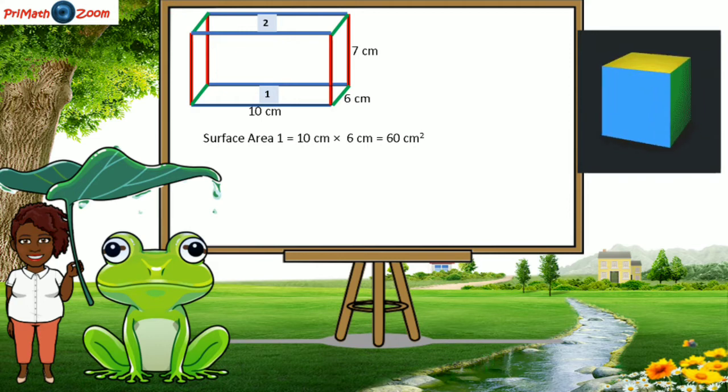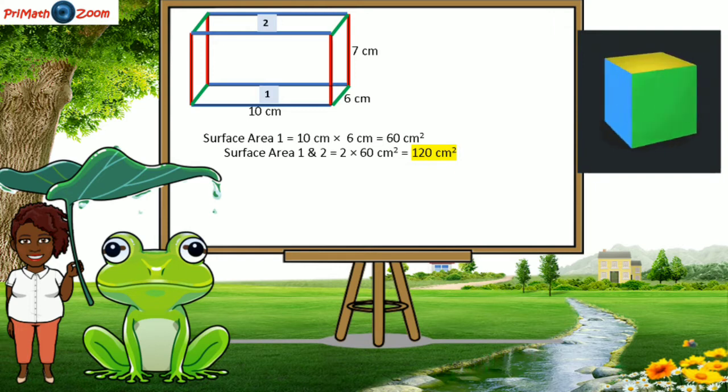Now remember that the base and the top have the same measurement. And so in order to find the area for these two here, we just need to multiply the area for one by 2. So surface area for those two faces would be 2 multiplied by 60 squared centimeters, and that would give us a product of 120 squared centimeters. Let us move on to another face.